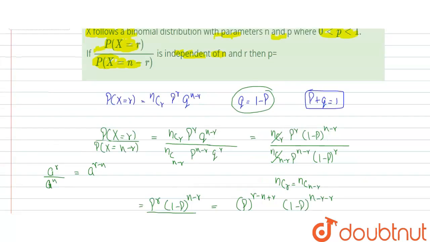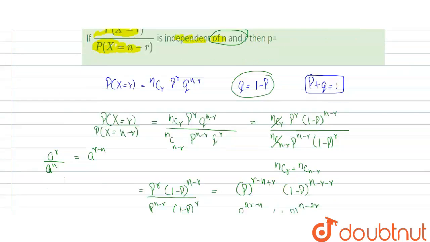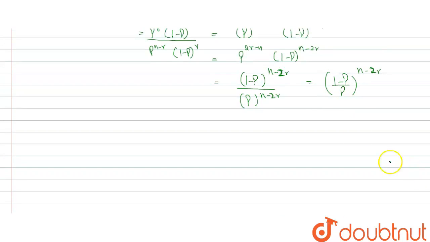Now in this question we are given that it is independent of n and r. To become independent of n and r, we have to put 1 minus p equal to p, because when these two terms cancel out, only then it will be independent of n and r; otherwise it will depend on n and r. This is the only case in which it becomes independent of n and r. So from this equation we get 1 is equal to 2p, so p is equal to 1 by 2.